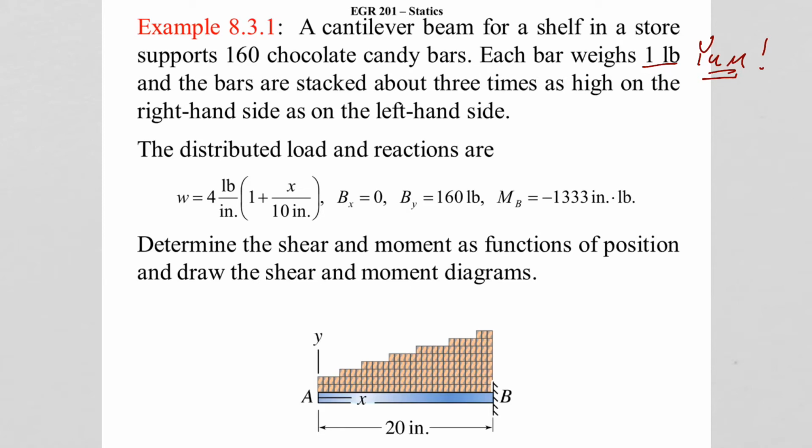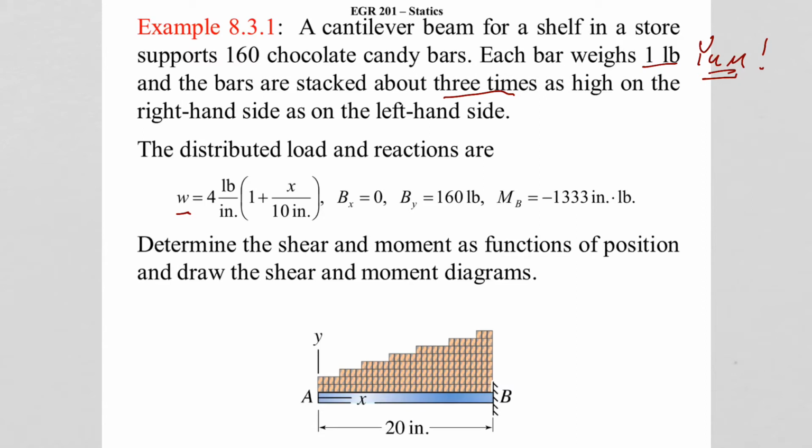Anyways, these bars are stacked about 3 times as high on the right-hand side as they are on the left-hand side. The distributed load turns out to be this equation. Our distributed load w is equal to 4 pounds per inch times 1 plus x over 10. If we don't believe that this is correct, we know that at x equal to 0, we'll have 4 pounds. And then if we take x equal to 20, we will have 12. So it is meeting the requirement of 3 times on the other side. So 4 pounds on one side, 12 on the other.